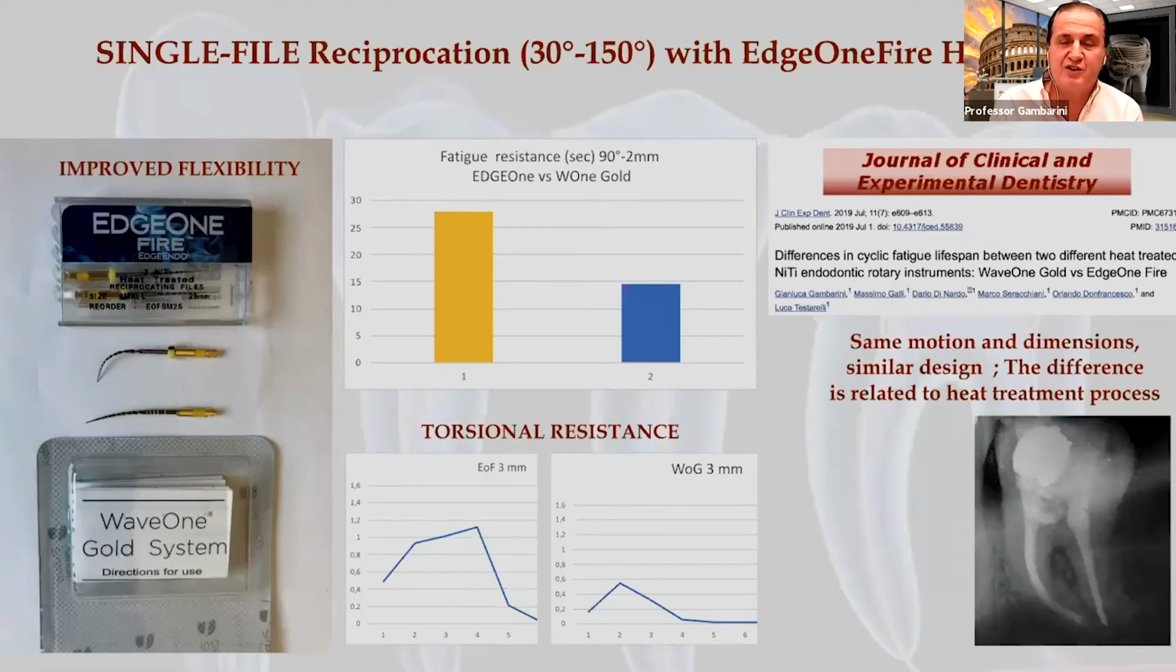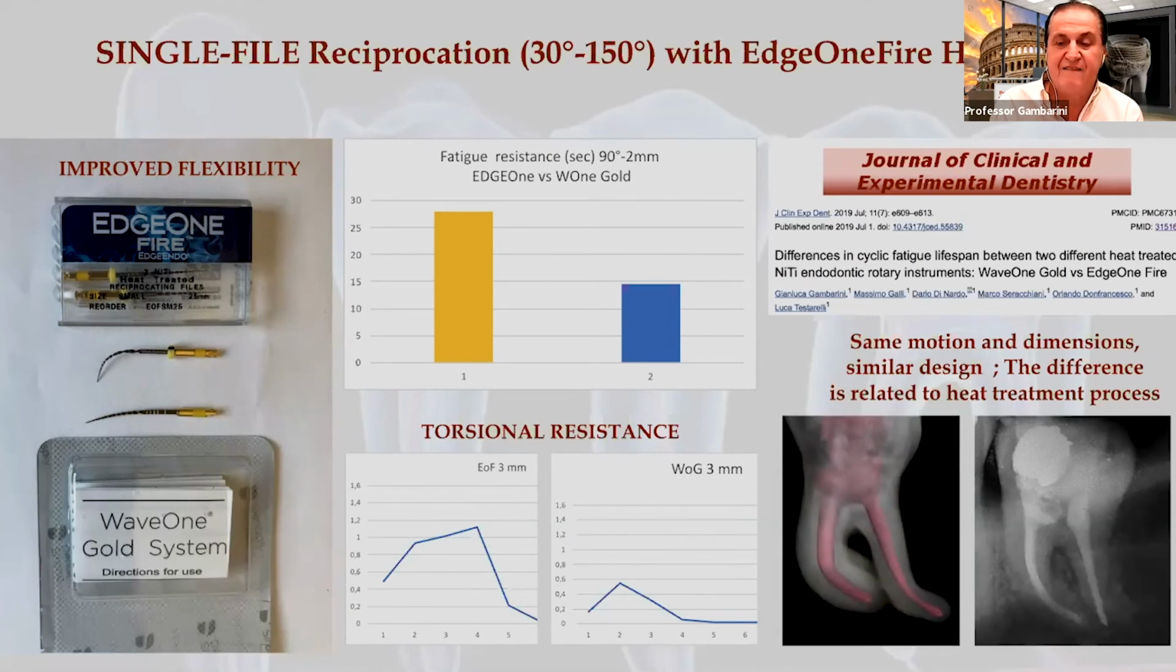Speaking about reciprocation, if you like the traditional reciprocation, the counterclockwise reciprocation, I'm just quickly suggesting a possibility with the Edge1 file, because we tested a lot in articles. And once again, due to their very specific and great heat treatment, they are more resistant to fatigue, they are more flexible, they are more resistant to torsional fatigue than any other competitors, and that results in very, very nice treatment.